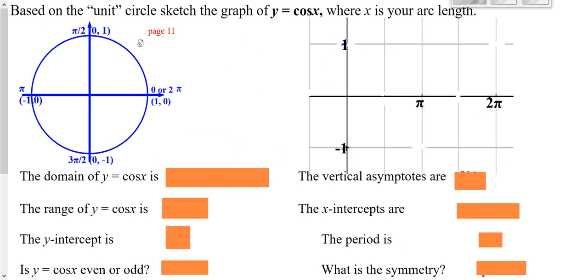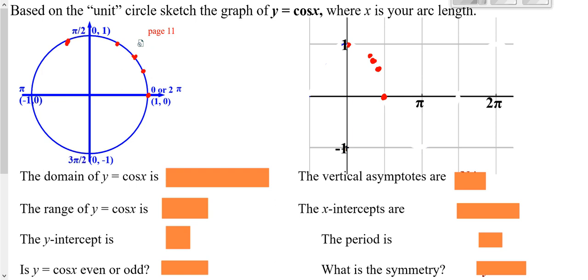So now we'll go ahead and take a look at cosine. Now, cosine is looking at the x. Well, our x-coordinate at 0 is 1. Our x-coordinate here at pi over 6 is root 3 over 2. Our x-coordinate right here at pi over 4 is root 2 over 2. Our x-coordinate right here at pi over 3 is 1/2. Our x-coordinate at pi over 2 is 0.